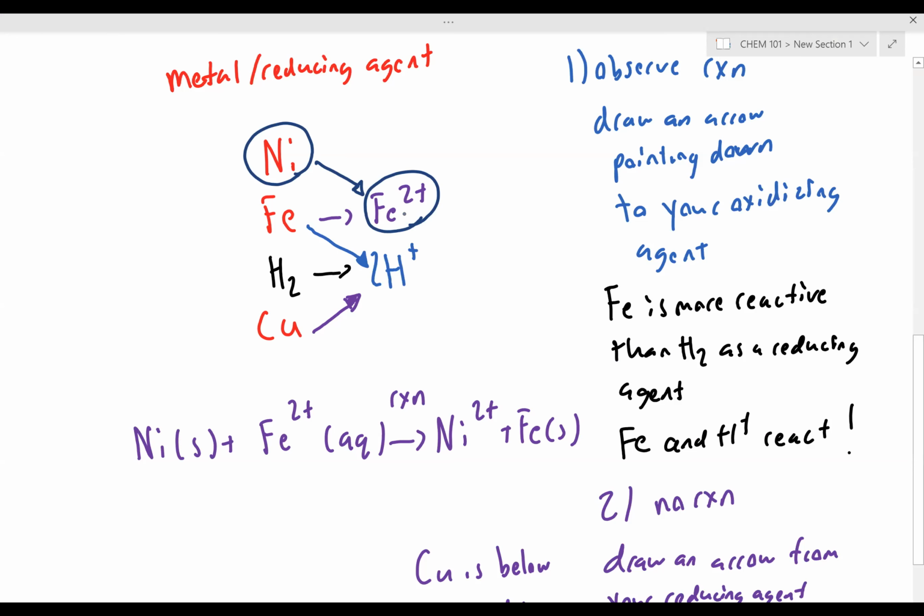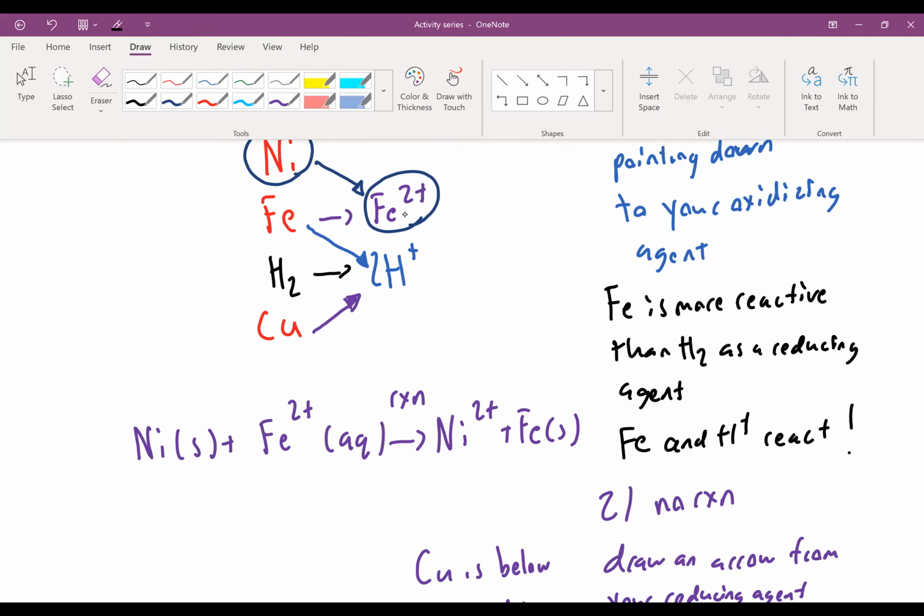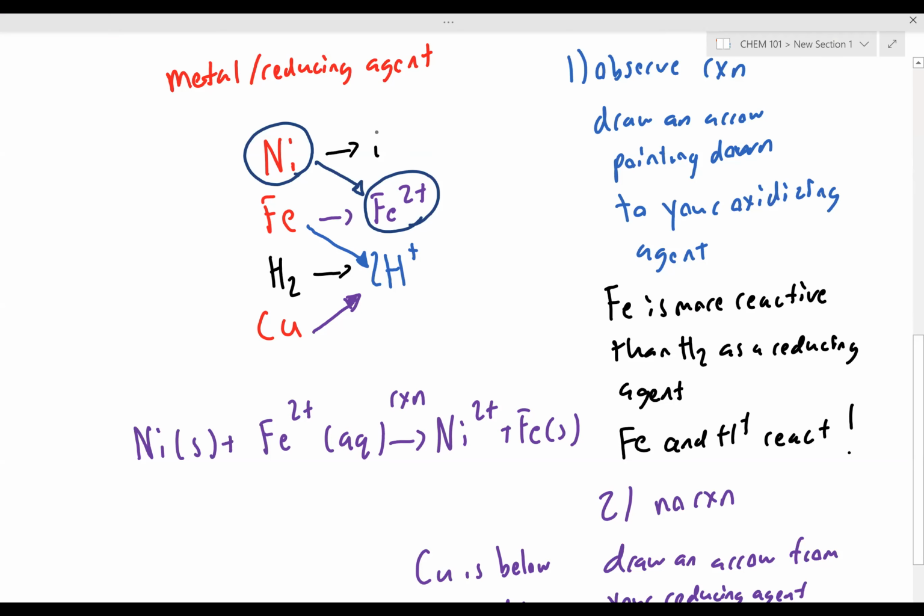So what species is more reactive as a reducing agent? What species is higher on our activity series? We see a reaction, so what's higher, nickel or iron? Nickel. Does that make sense to everyone? Now, and this is where we can really start to expand this idea a little bit further.